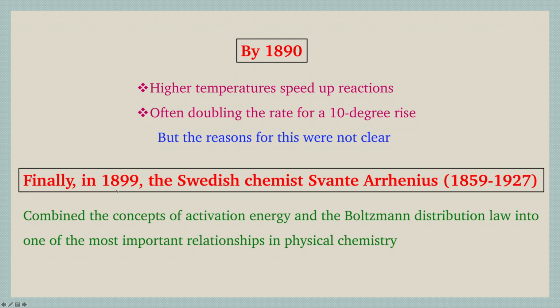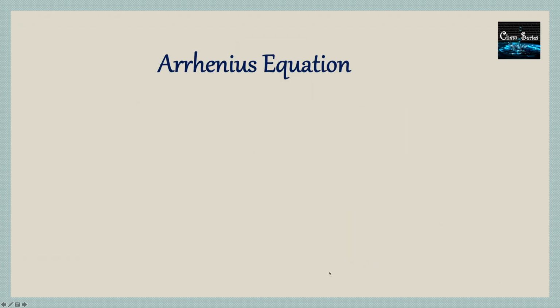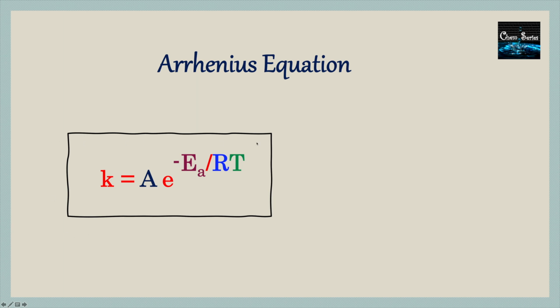And finally, in 1899, the Swedish chemist Arrhenius combined the concepts of activation energy and the Boltzmann distribution law into one of the most important relationships in physical chemistry. He derived the Arrhenius equation. So let's see what he derived. This is the equation, called the Arrhenius equation.